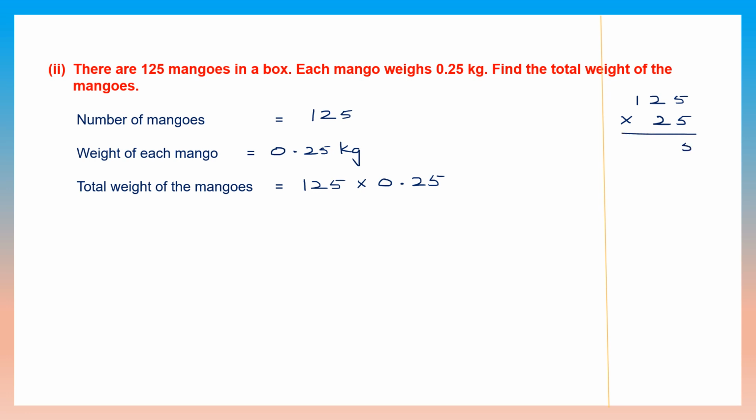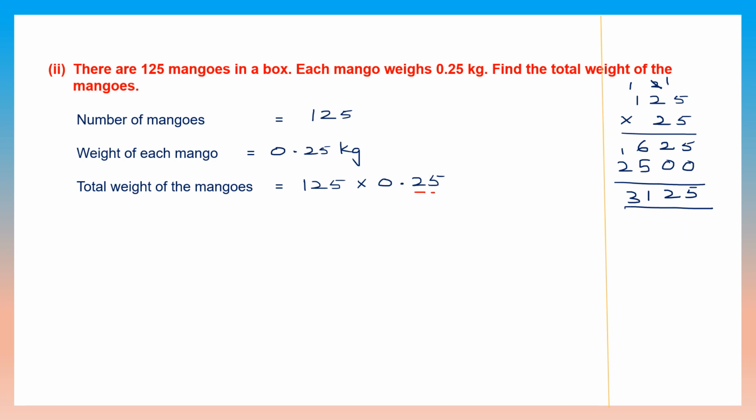5 fives are 25, carry 2. 5 twos are 10, 11, 12, carry 1. 5 ones are 5 plus 1, 6. Second step, 2 fives are 10, carry 1. 2 twos are 4 plus 1, 5, and 2 ones are 2. 5, 2, 6 plus 5 is 11, carry 1, 3. So 3125. But look at the question.